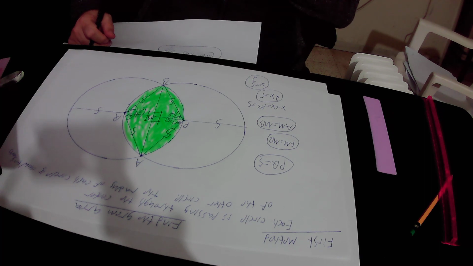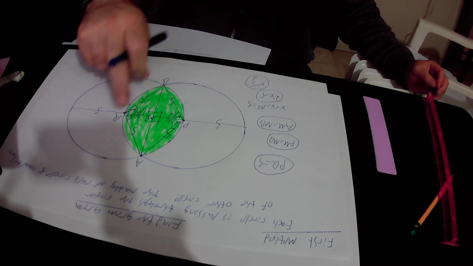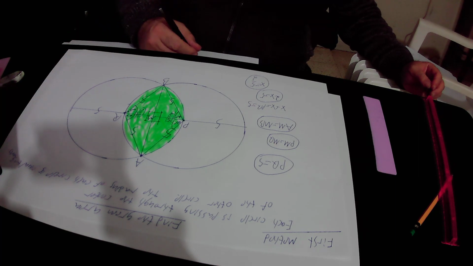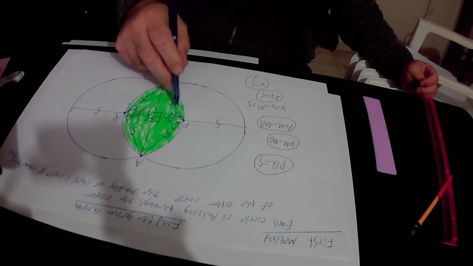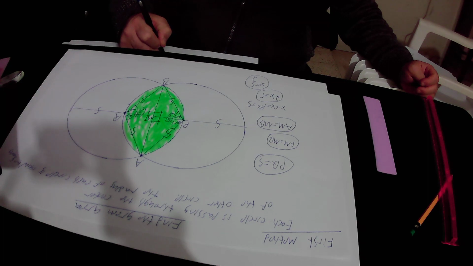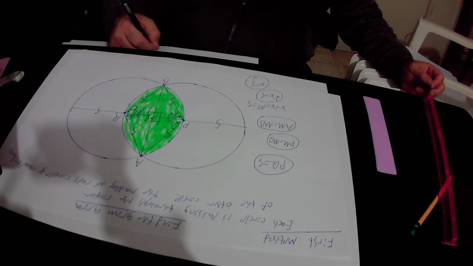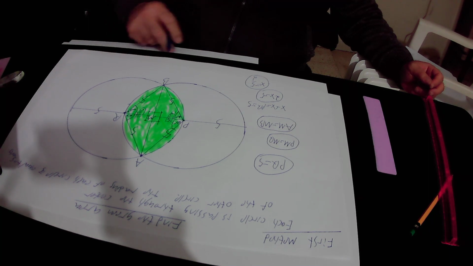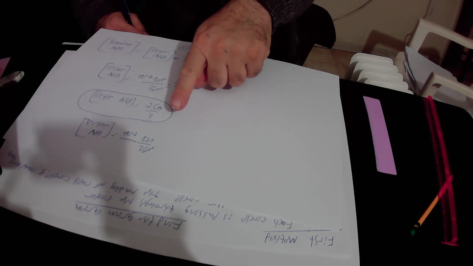And what is the area of sector APB? The area of sector APB will be equal to pi r squared times 60 degrees plus 60 degrees, which is 120 degrees, over 360 degrees.